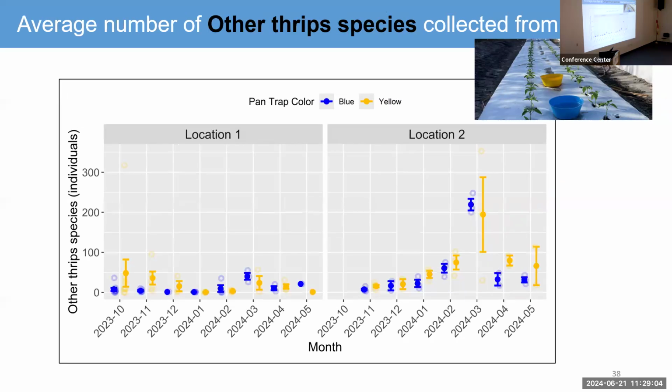Here, I'm going to show you the other thrips species. In the first location, again we have a stable trend, but in this case we have a range from 0 to 100. And in the second location, we also have this unique trend in this month. So we were also discussing and thinking that it's because of the harvest practices.